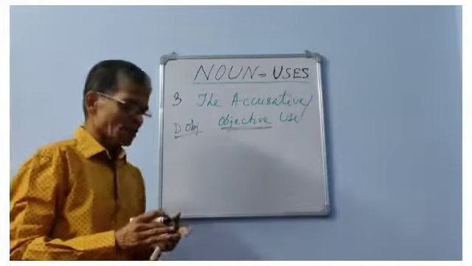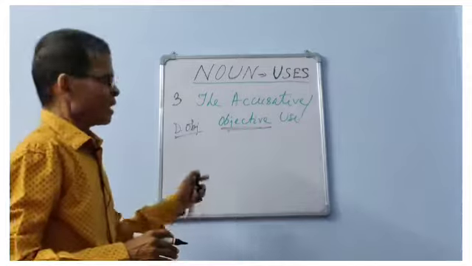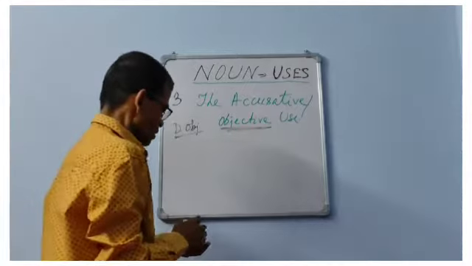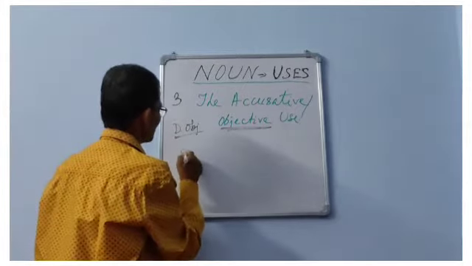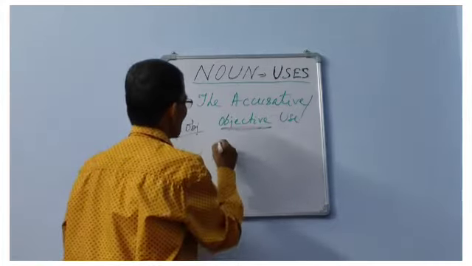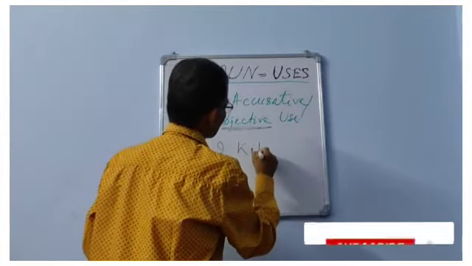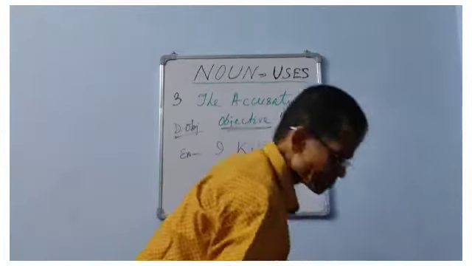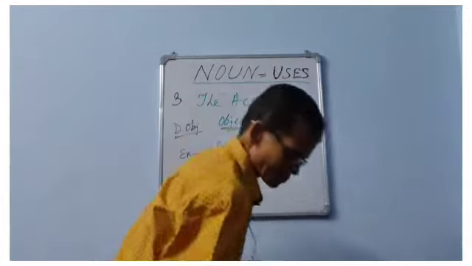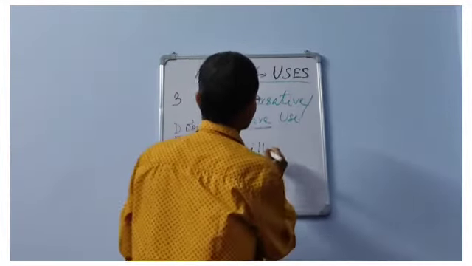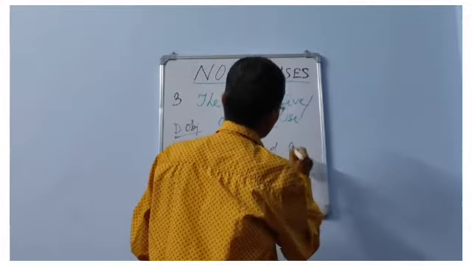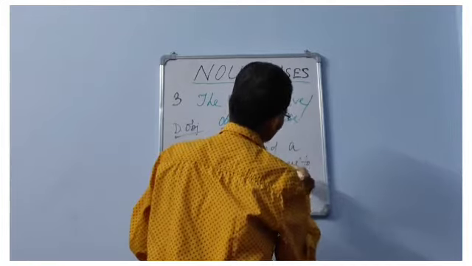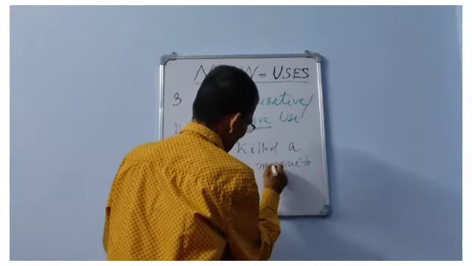A noun can become the direct object of a verb after the transitive verb. Okay, now let me give an example. I killed a mosquito. Okay, I killed a mosquito.